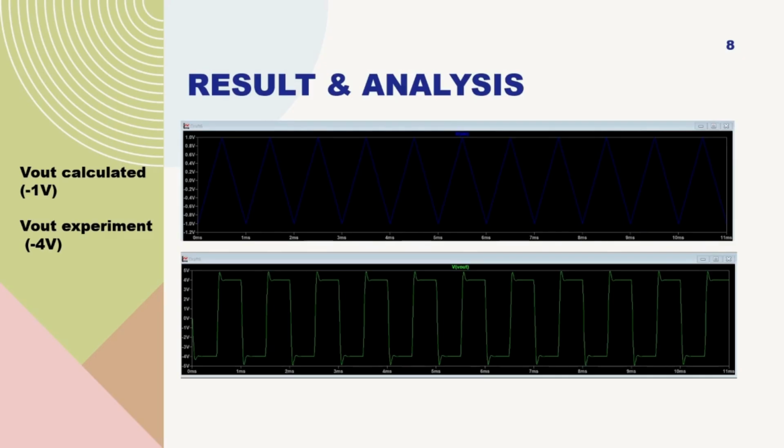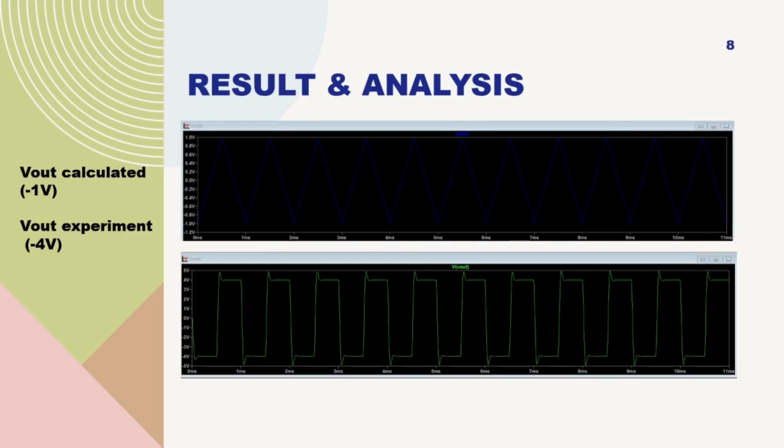However, in the experiment, the output saturates at about -4 volt, while the calculated value showed -1 volt. The peaks are clipped. The edges of the waveform show spikes due to fast changes in slope. This happens because the op-amp cannot exceed its supply voltage, so the output saturates before reaching the ideal value.